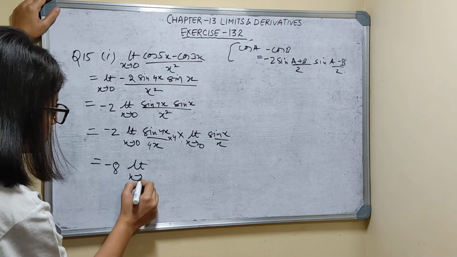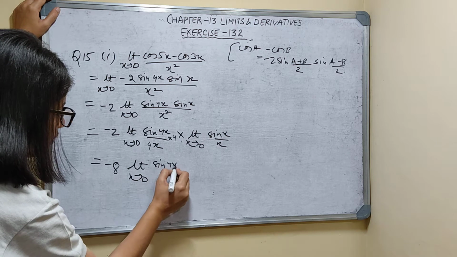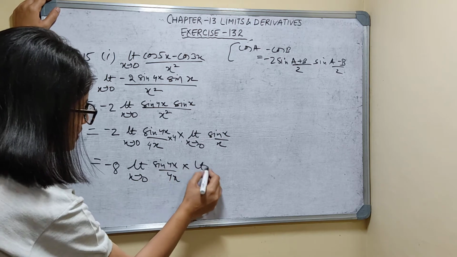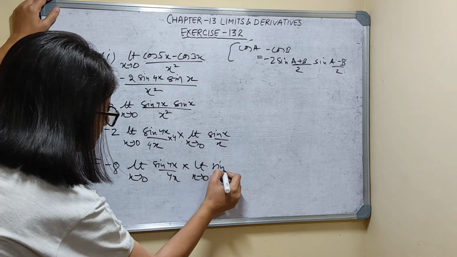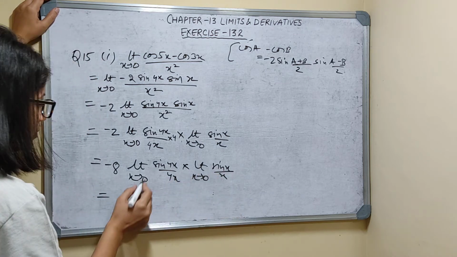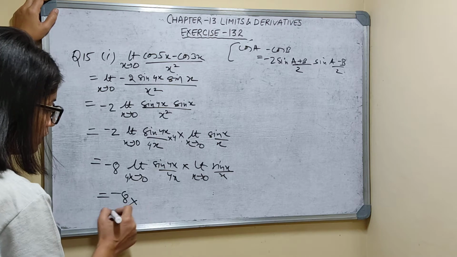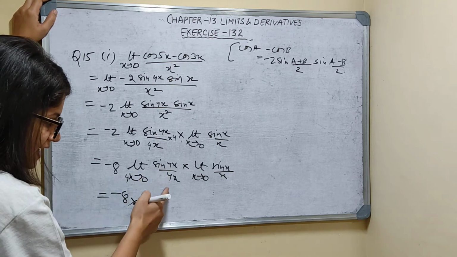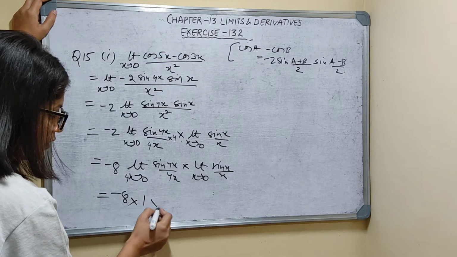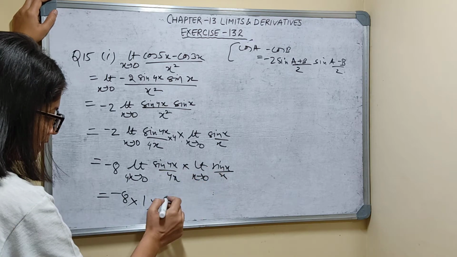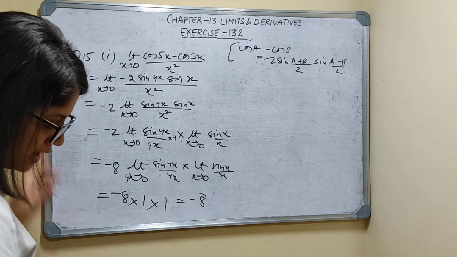Minus 8, limit x tends to 0 of sin 4x upon 4x, into limit x tends to 0 of sin x by x. You know if x tends to 0 then 4x also tends to 0. So minus 8 into 1 into 1, since limit x tends to 0 of sin x by x is 1. So the answer is minus 8.